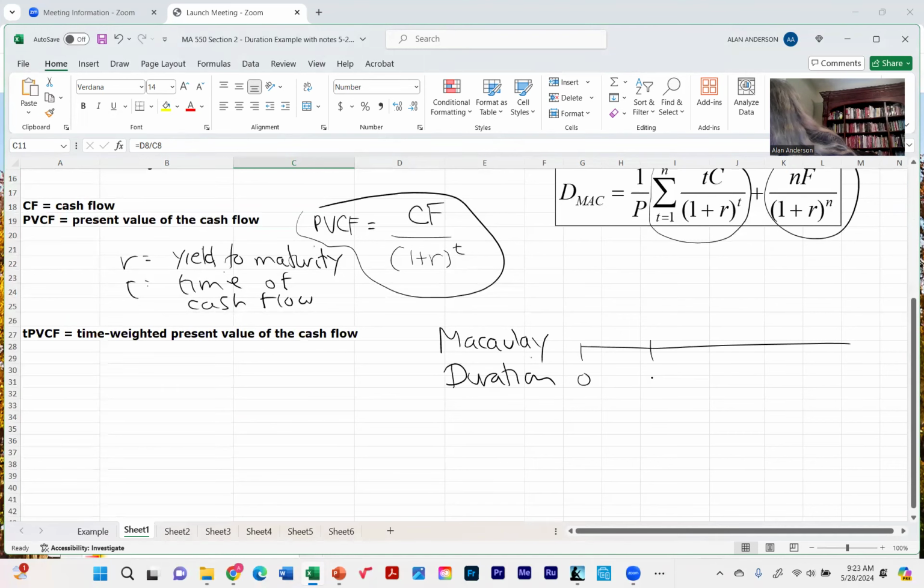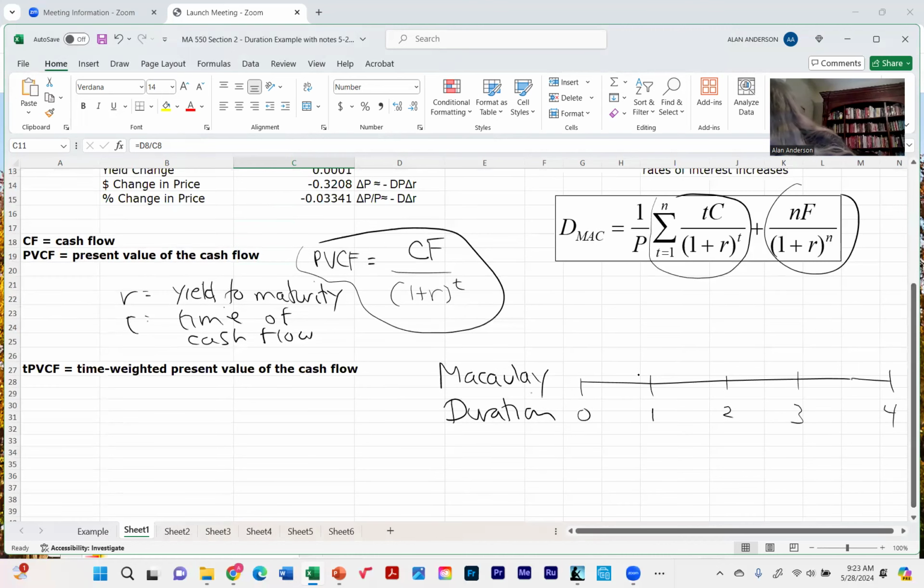Look at the times until the cash flows are received. So in other words, we receive 70. What they're doing is using a series of bars. And you're supposed to imagine that Macaulay duration is like a fulcrum.